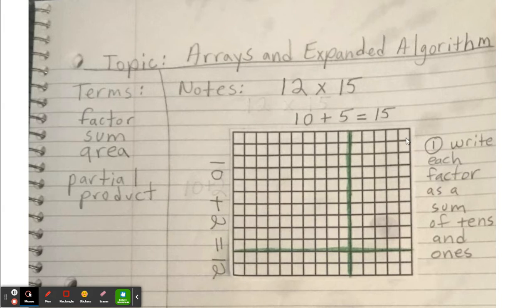Then I also wrote down the first step to making an array or an area model, and that is write each factor as a sum of tens and ones. And then notice that I wrote down 10 plus 5 equals 15, 10 plus 2 equals 12. I broke 15 into tens and ones, and I broke 12 into tens and ones. Go ahead and record this in your notebook.